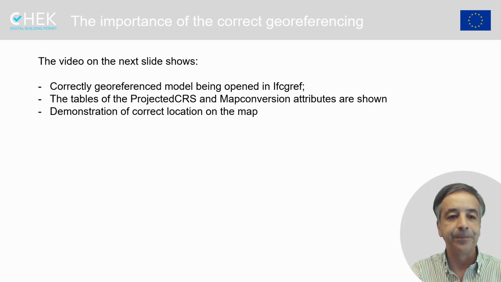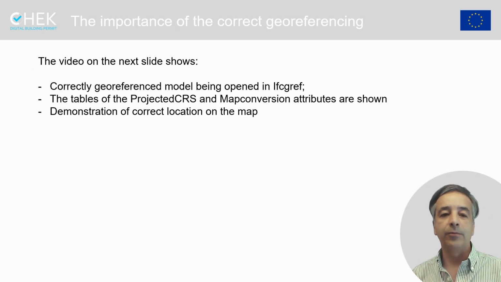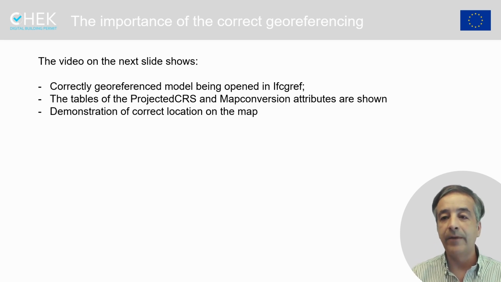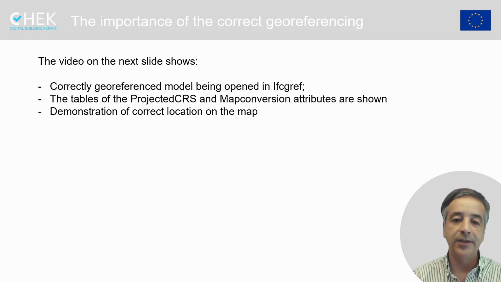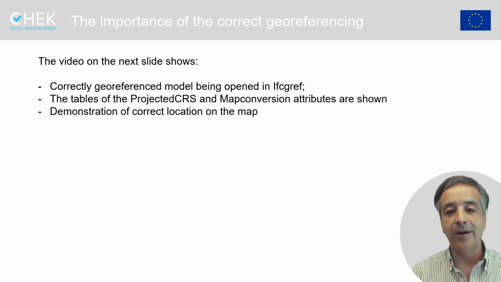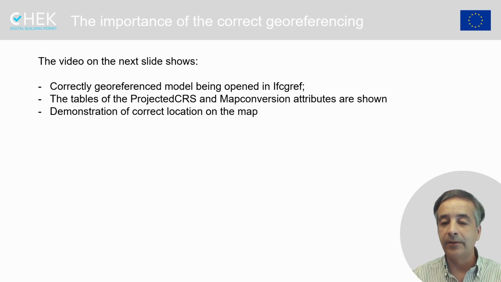So let's look at a video that will show us how a correctly georeferenced BIM model can be opened in one of the tools of the Czech toolkit, which is the IFC GeoRef. And then we are going to see in IFC GeoRef that there are some specific tools or tables from IFC that we can see and understand from projected CRS and map conversion, that all the attributes are there. And the georeferencing tool actually tells us, yes, this is a correctly georeferenced file. But then the best is when you actually see it on a map. So we show the overlay of our IFC appearing on top of a map in OpenStreetMap in this case. And this is a confirmation that it's probably in the right place.